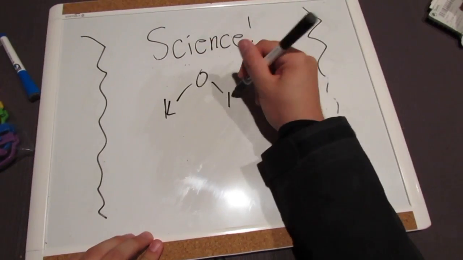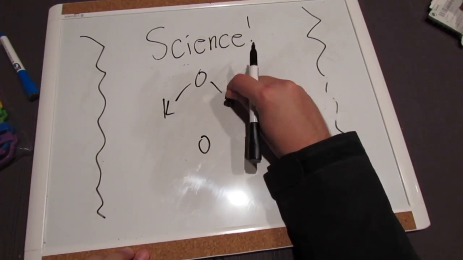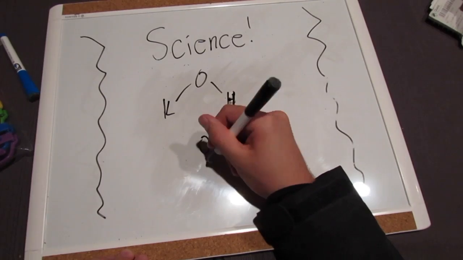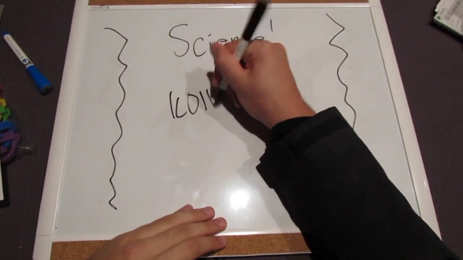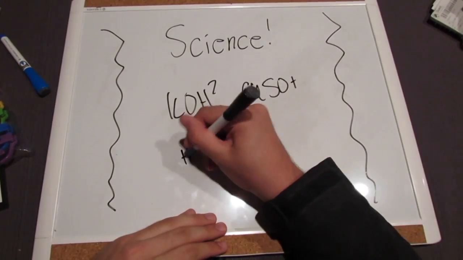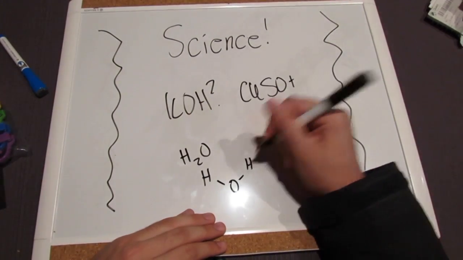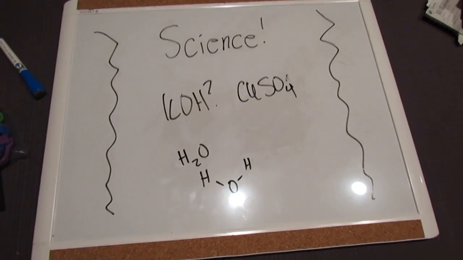KOH is potassium hydroxide. It is used for making batteries, soaps, hairsprays, and other things. CuSO4 is copper sulfate. Products containing copper sulfate can be liquids, dust, or crystals.